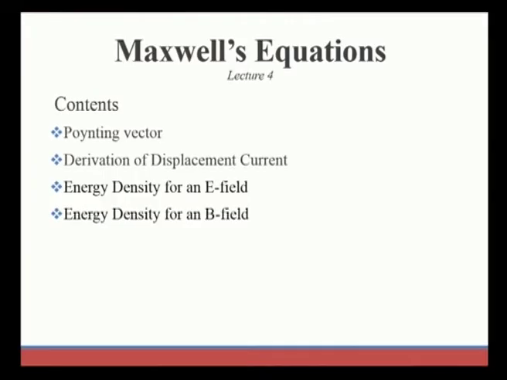Welcome to the UGC lecture series of BSc Physics Honours. Today we are dealing with the subject electromagnetic theory. In this session we are going to concentrate on some of the leftover topics of the section on Maxwell equations. We are going to concentrate on the Poynting vector and also the derivation of displacement current, also the energy density for an electric field, and finally we go on to discuss the energy density for a magnetic field, that is the B field.